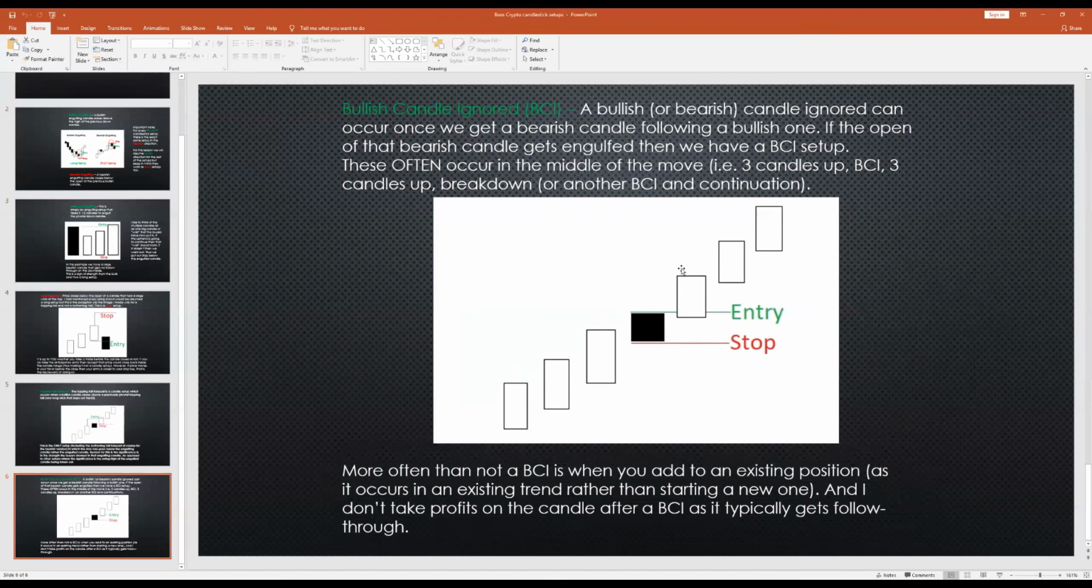And more often than not, the candle after the BCI gets follow through. And that's why we don't take profits on the BCI or the candle following the BCI, right? Usually we take profits on this candle or this candle. Okay? And it'll typically be the middle of the move. Not always, but more often than not.